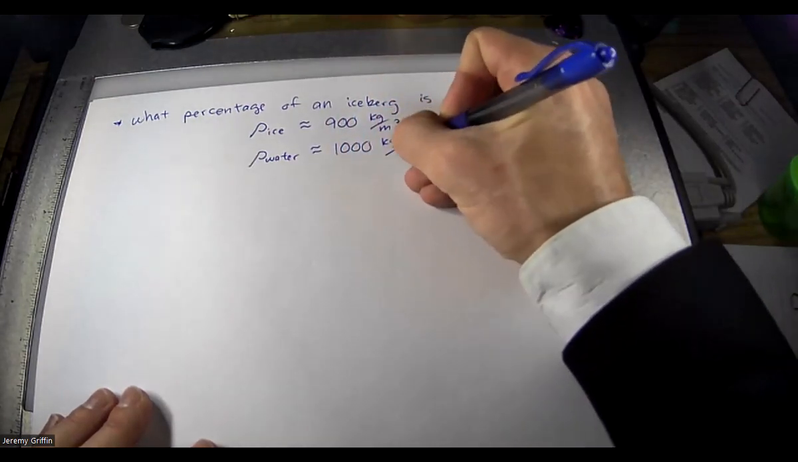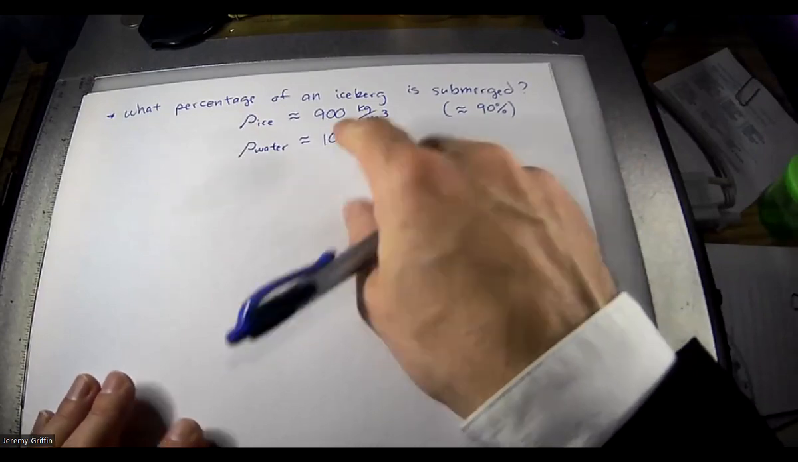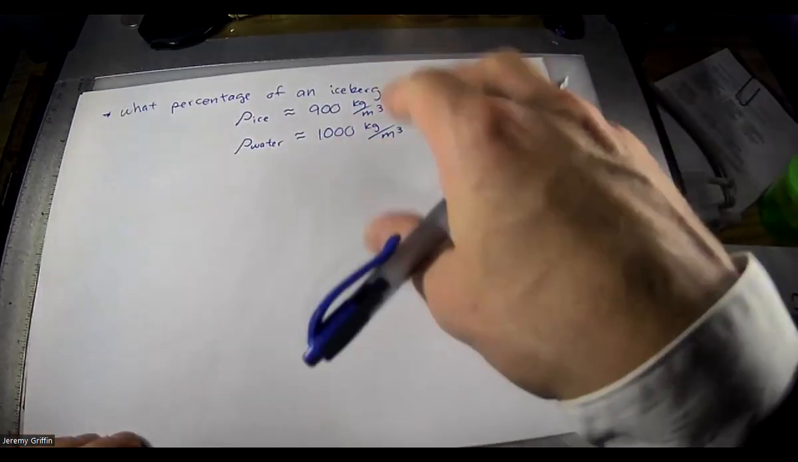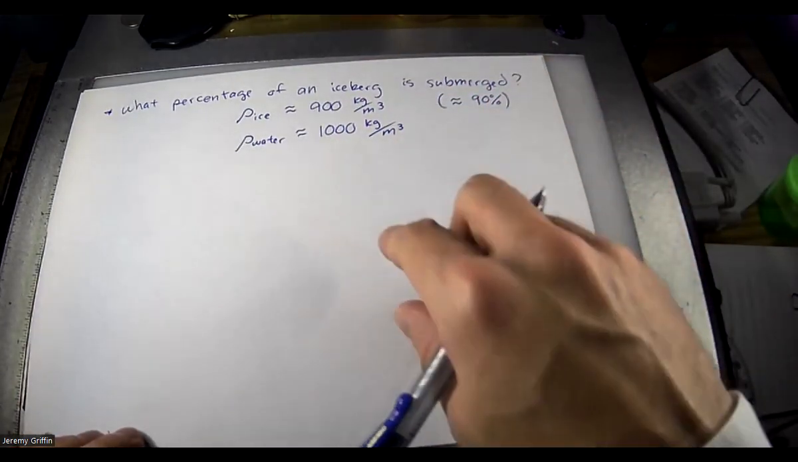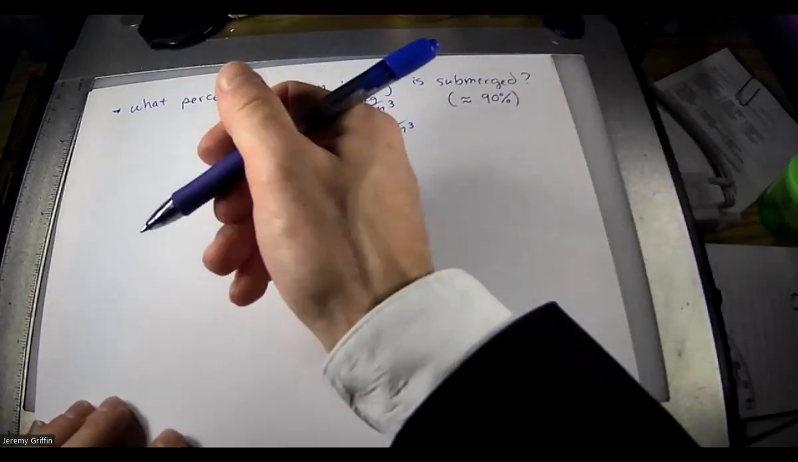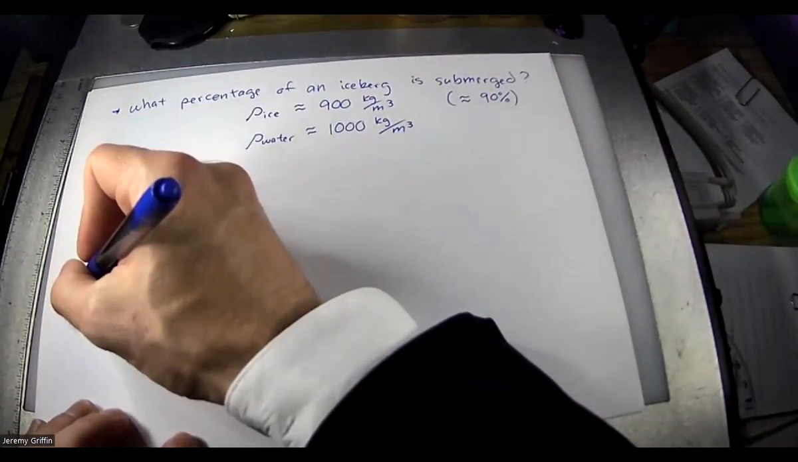That's not exactly true for salt water. Salt water is more dense than that, so it's like 1,030 or something like that. But we're just going to round these numbers a little bit. Okay. So how can you show the answer to this question?